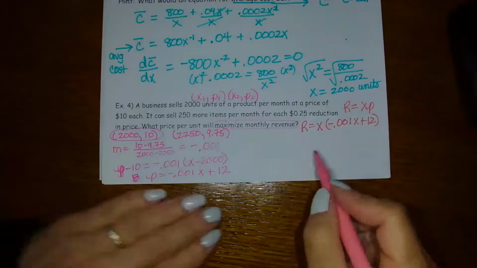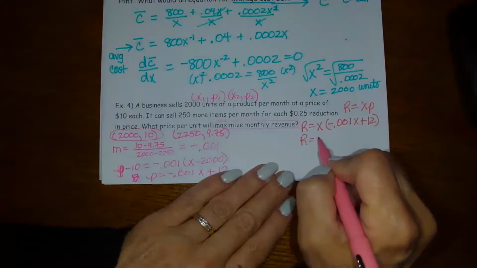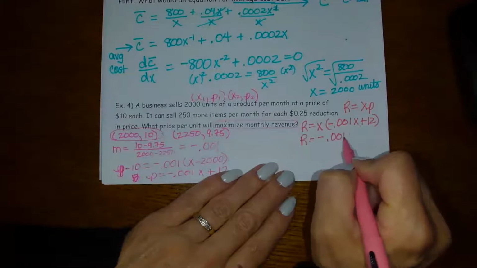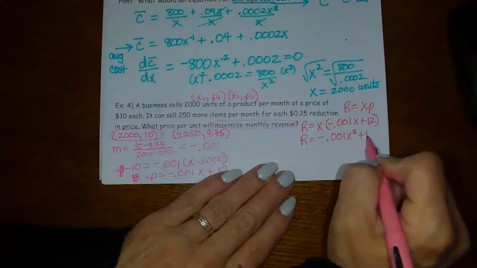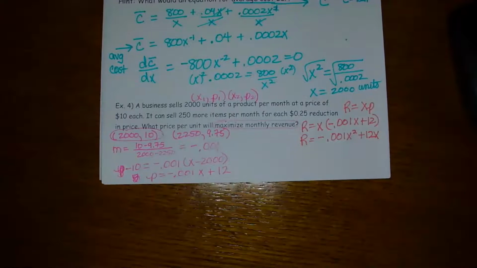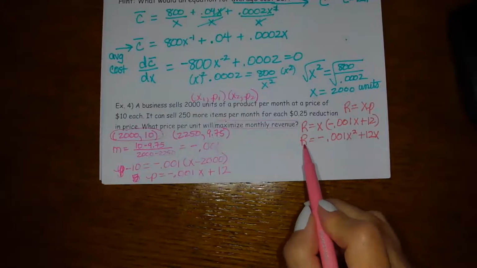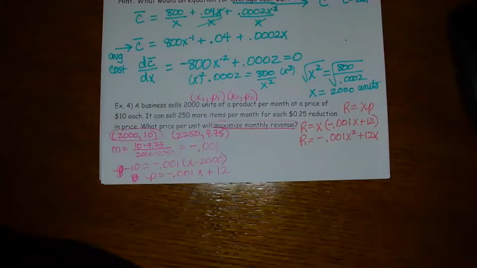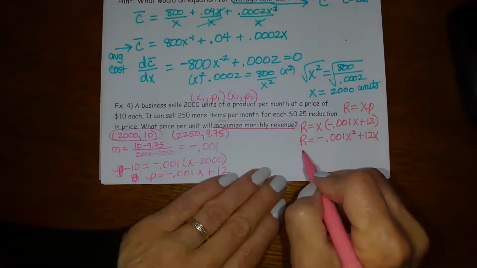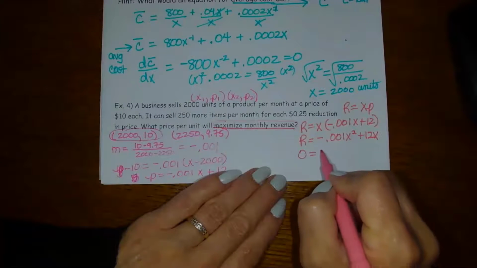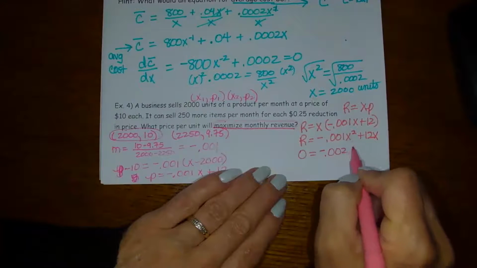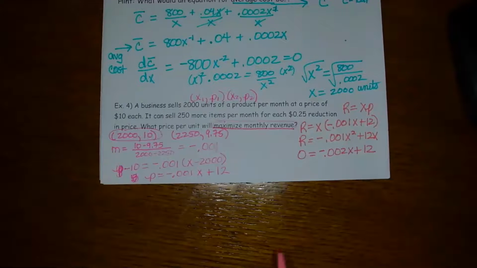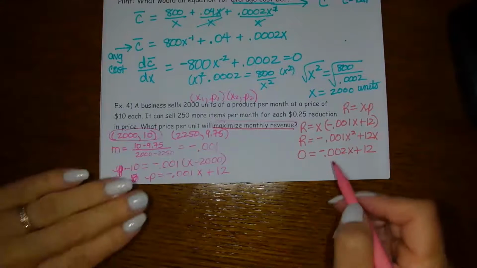Now we'll multiply through. R equals negative 0.001x squared plus 12x. Is everybody there with me? So now once we have revenue, it says maximize monthly revenue. I'm going to take the derivative and set it equal to 0, right? So I'm going to say 0 equals, what's the derivative? Right? So y'all solve that.